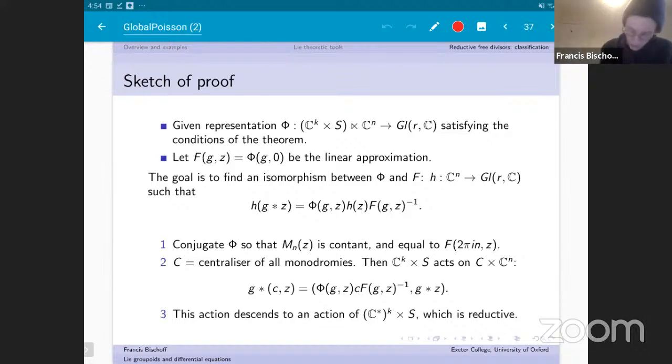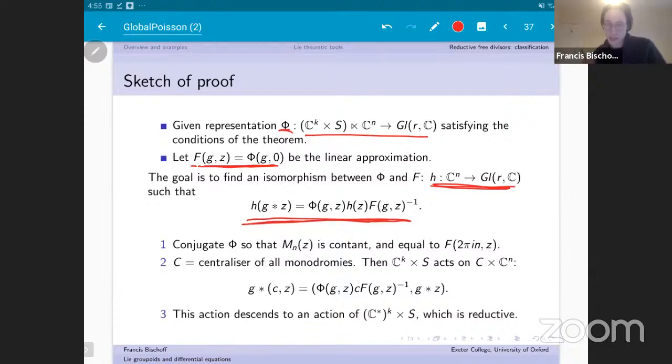So here's the two things that we have. We have a given representation, which satisfies the conditions of the theorem. And we have here the linear approximation. The goal of the theorem is to find an isomorphism between phi and f. And concretely, what this means is that we want to find a map H from C^n to GL(R), a holomorphic map, which conjugates phi to f. And one way of expressing it is the following equation.